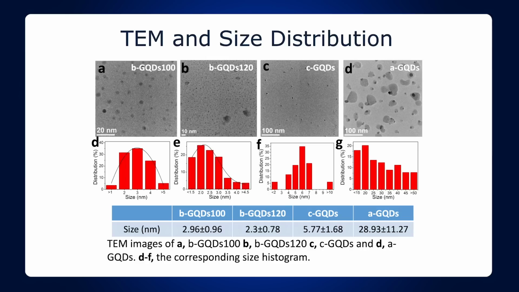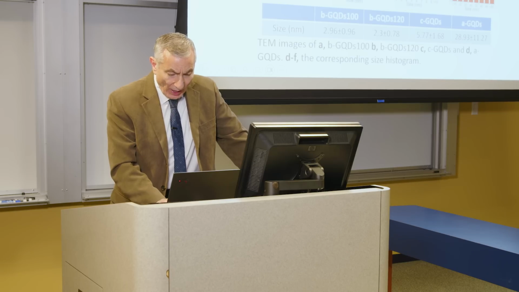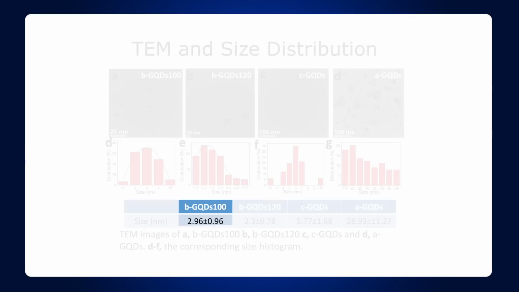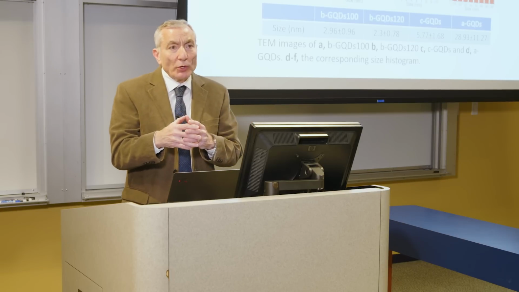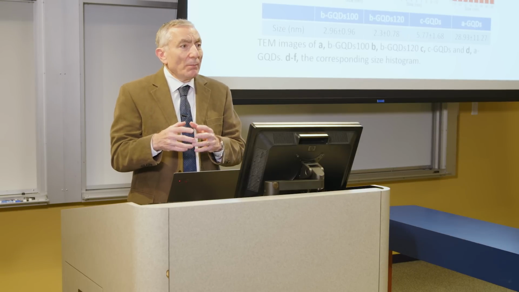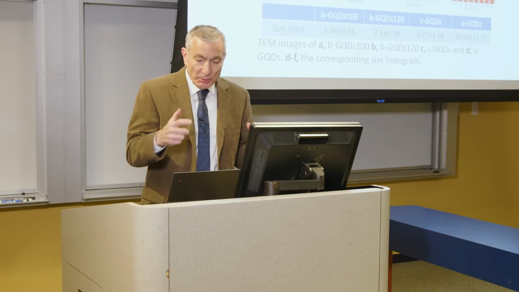And depending on which size you have, they will have different colors, and depending on which type of coal you have. If you start with a bituminous coal and you cook it at 100 degrees, there'll be about 3 nanometers. If you cook it at 120 degrees, there'll be about 2.3 nanometers. And then if you take coke, they're 5.7 nanometers, and anthracite is 28 nanometers. Anthracite is just a coal that has over time moved more toward graphite-like. It's not quite graphite, but it's got much bigger domains of these sp2 carbons in there.